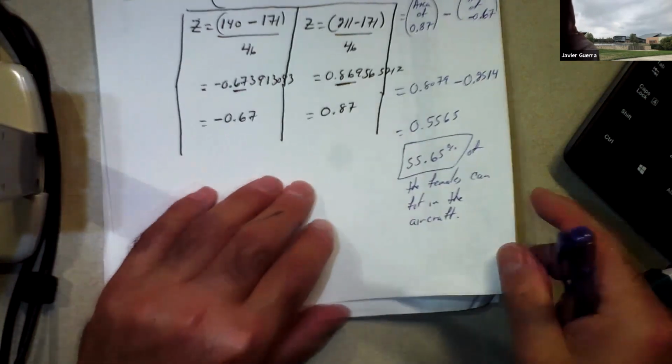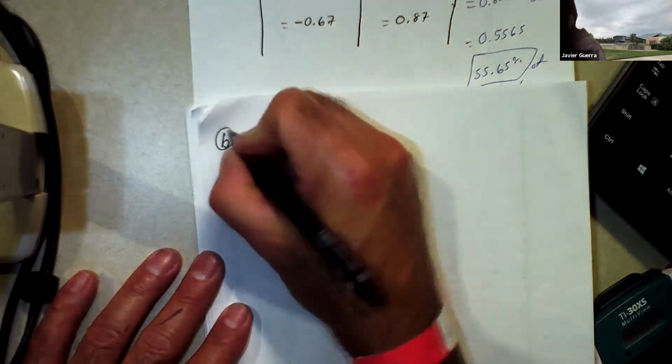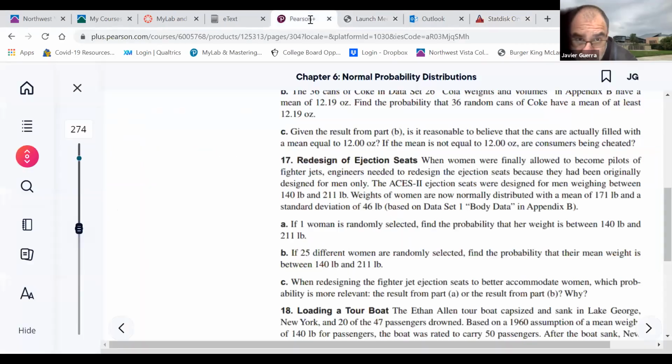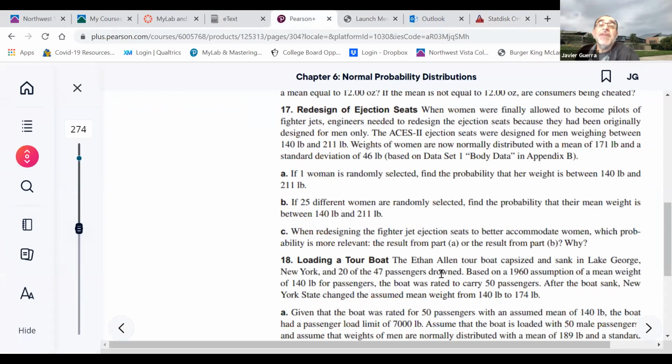All right, so I think that's too low. But then again, the planes are designed specifically for personalized planes. But the government disagrees. They say, no, this is right. Because if you answer part B: if 25 different women are randomly selected, find the probability that their mean weight is between 140 and 211.